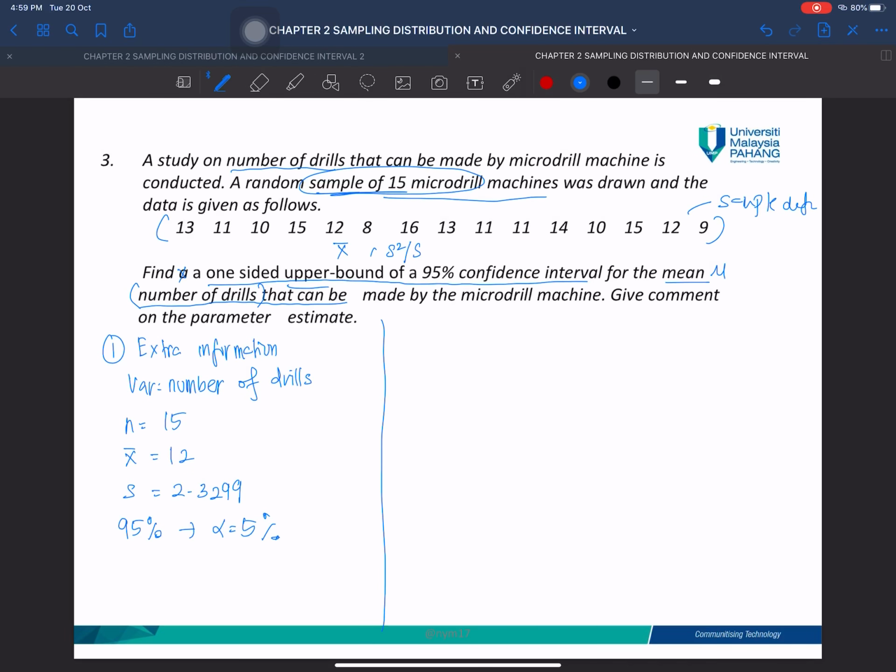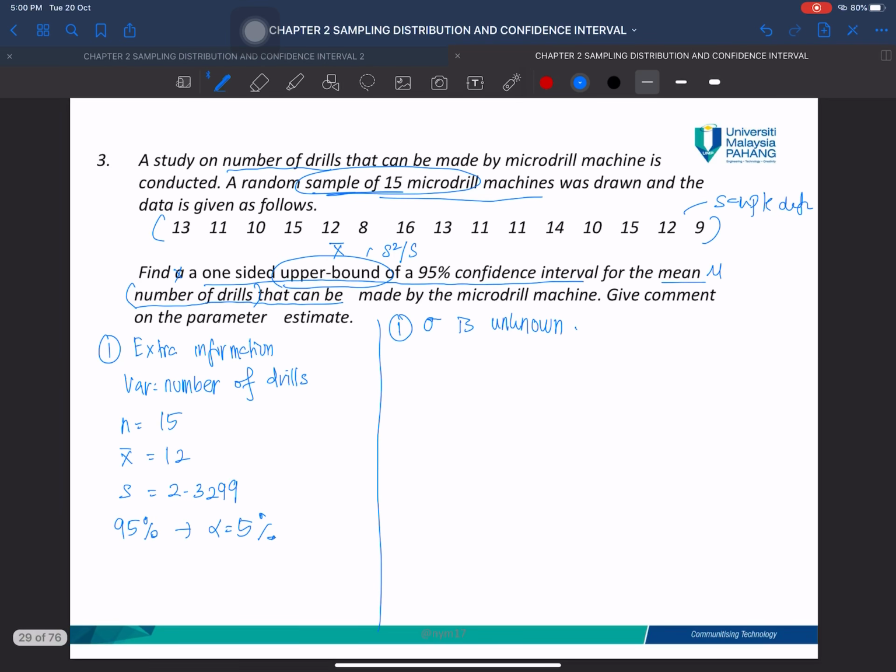So we need a one-sided upper bound. We need to choose which formula we need to use. The first condition, sigma is known or unknown. Based on this information, there is no sigma or sigma squared, so automatically sigma is unknown because we have s. And then the second condition is your n. In this case, we have 15. N equal to 15 means that it is less than 30. So we use the formula with the s and t.